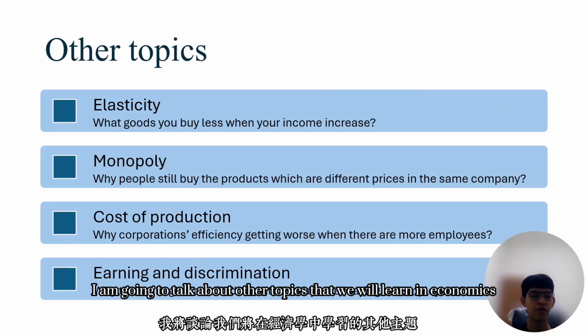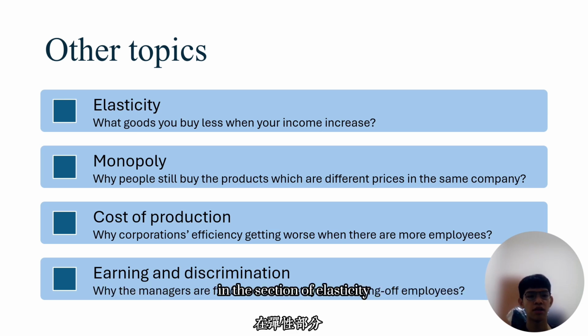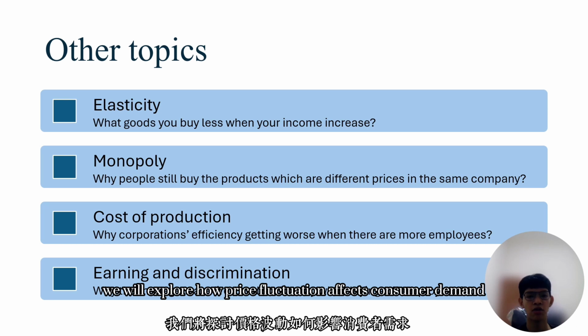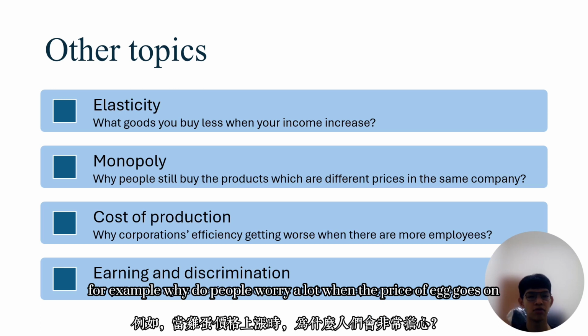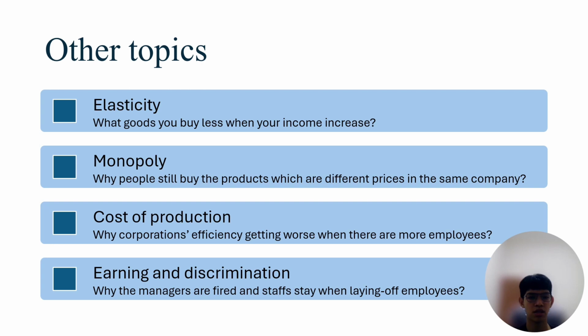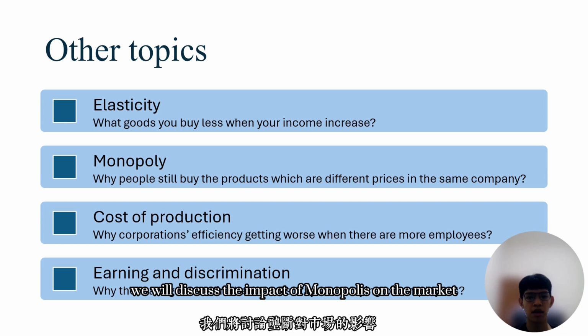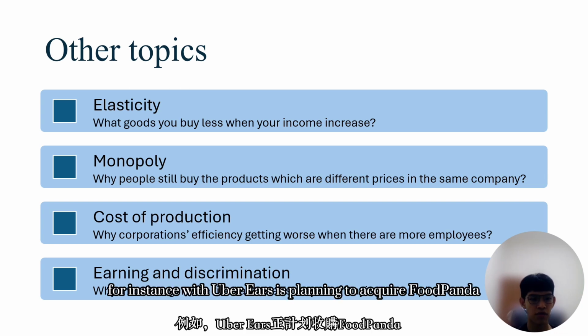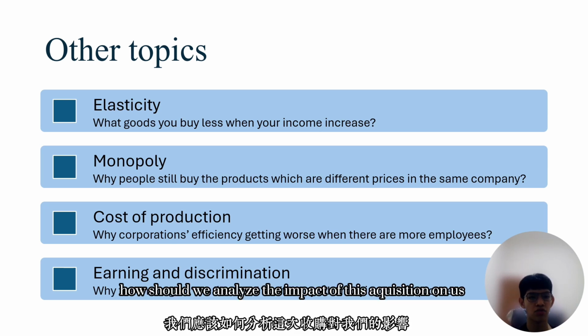Finally, I am going to talk about other topics that we will learn in economics. In the section on elasticity, we will explore how price fluctuation affects consumer demand. For example, why do people worry a lot when the price of eggs goes up, but seem less concerned when prices at a high-end steakhouse increase? In the section on monopoly, we will discuss the impact of monopolies on the market. For instance, with Uber Eats planning to acquire Foodpanda, how should we analyze the impact of this acquisition on us?